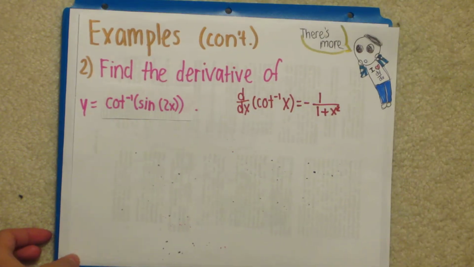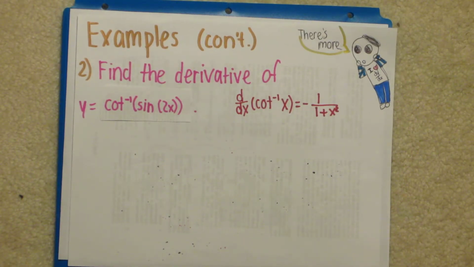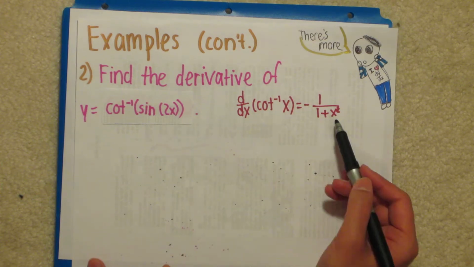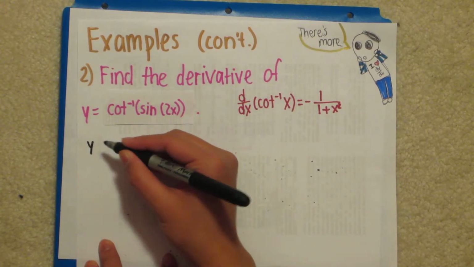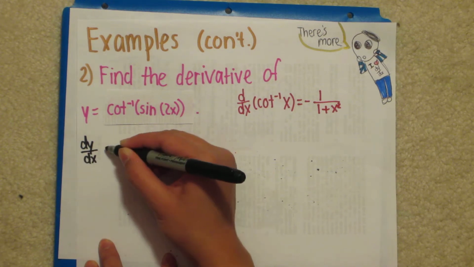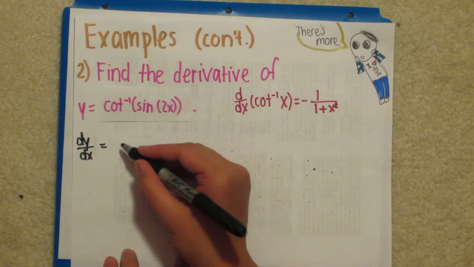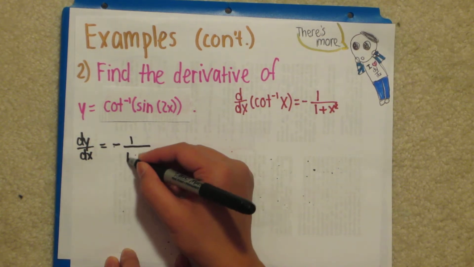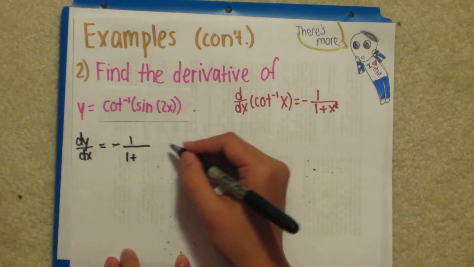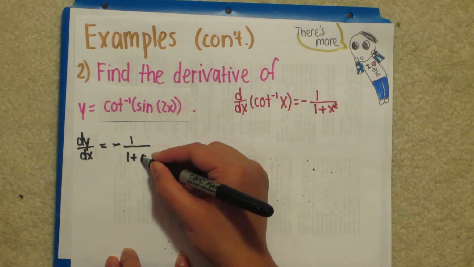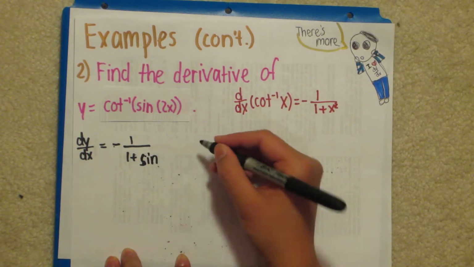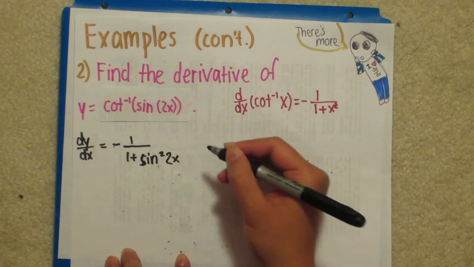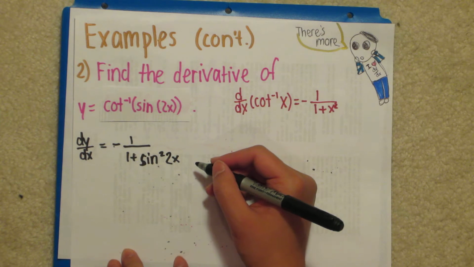So example 2, find the derivative of y equals inverse cotangent of sine 2x. So you would use this formula and you would plug sine 2x in for x. So dy over dx equals negative 1 over 1 plus sine 2x squared.